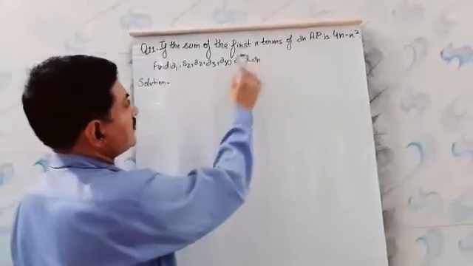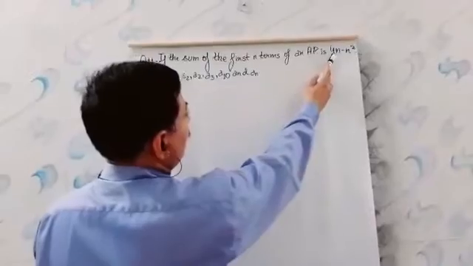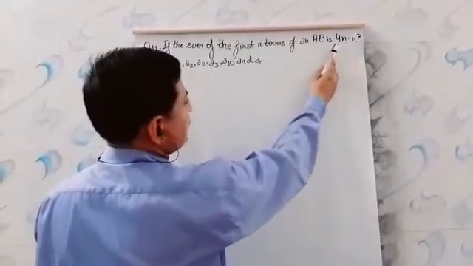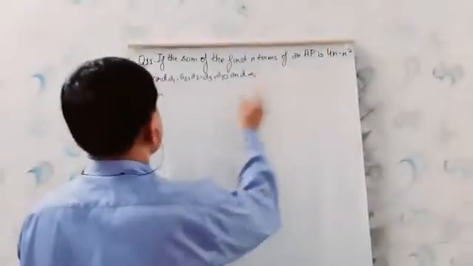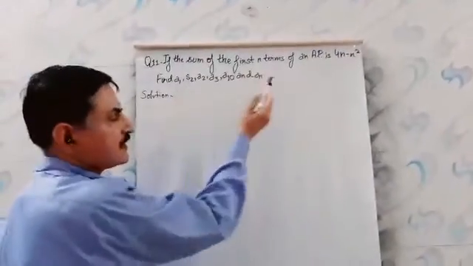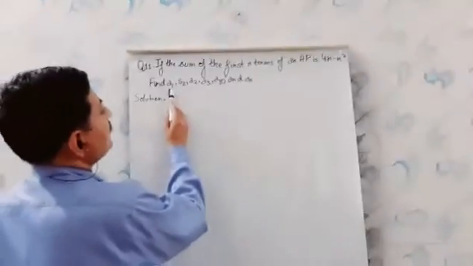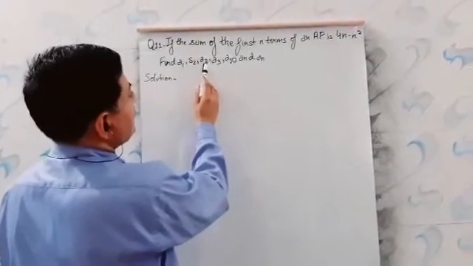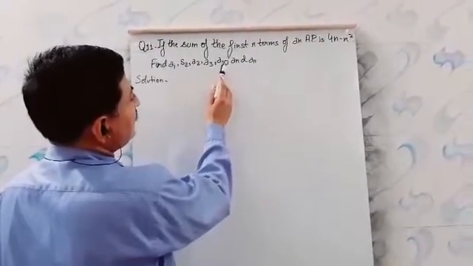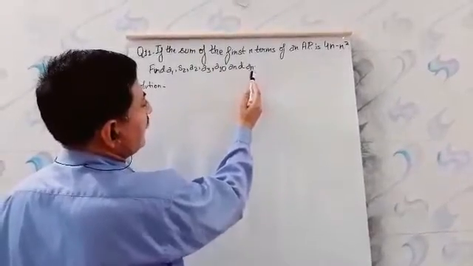In terms, if the sum of the first n terms of an AP is 4n minus n square, in this form it is written: sum of the n terms of an AP is 4n minus n square. Find A1. A1 means the first term, and then the sum of the two terms, then the second term, third term, 10th term, and then finally find the nth term.